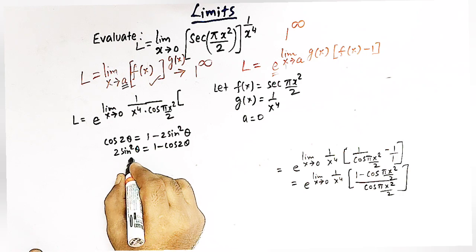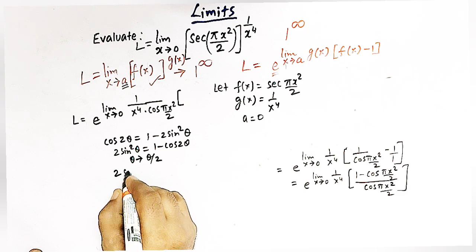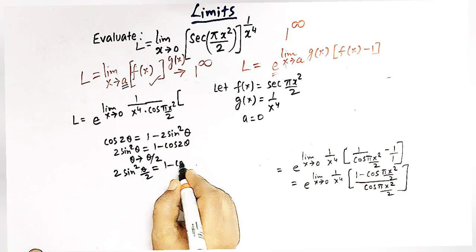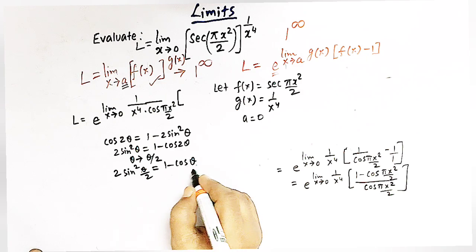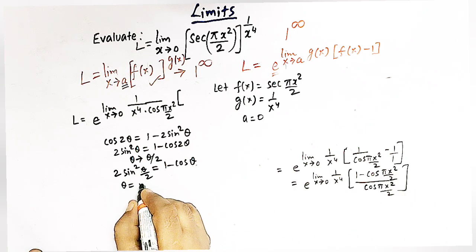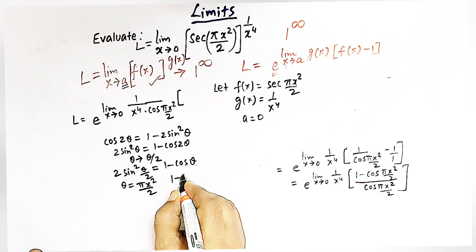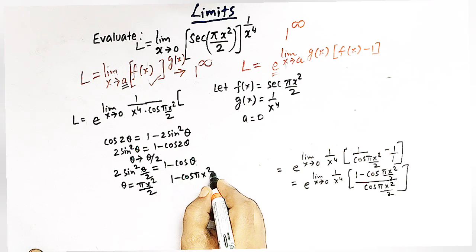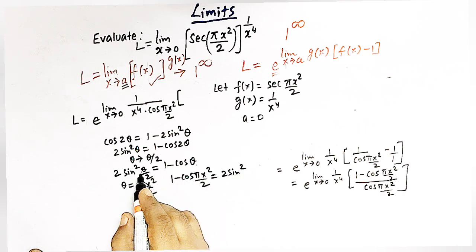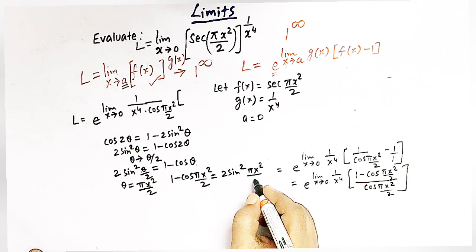Now replacing theta by theta over 2 to get the half angle formula, we have 2 sine square theta by 2 is equal to 1 minus cos theta. Now let us replace this theta by pi x square over 2. So we have 1 minus cos pi x square over 2 is equal to 2 sine square, and for theta we have pi x square over 2, so we have pi x square over 4.